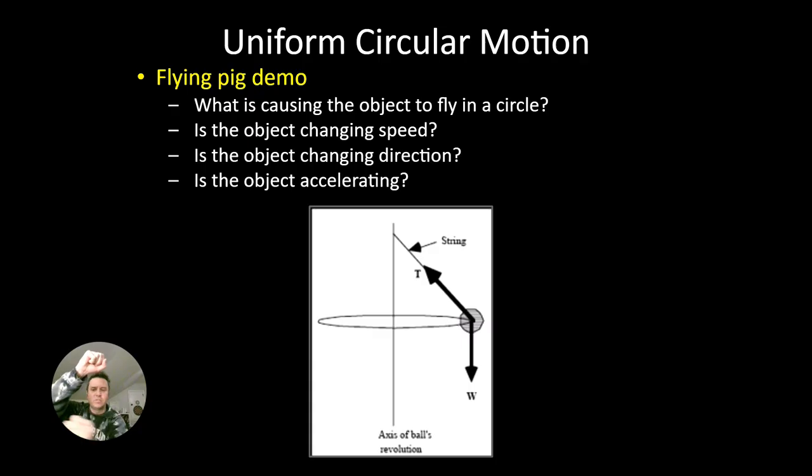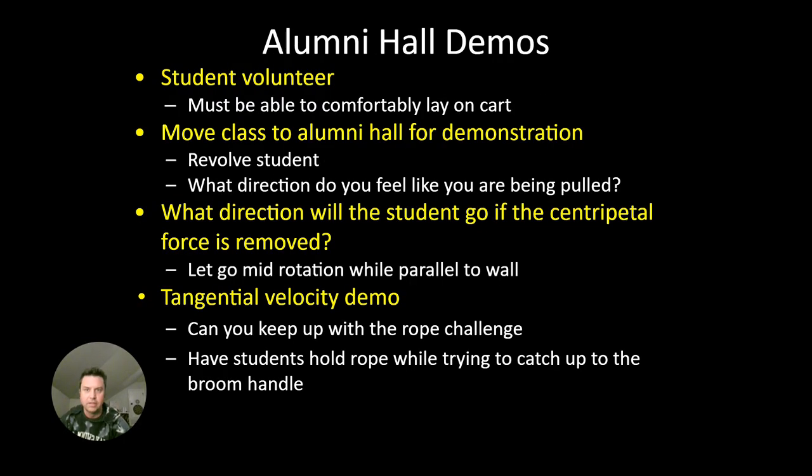So is the object changing speed? No, it's going in uniform motion. That's constant speed. Is it changing direction though? Yes, it's constantly changing direction to go in a circle. So is the object accelerating? Yes. And then we'll talk about the acceleration in a second. You can feel it. When you go in a circle, you can feel it. Even though you can go at a steady speed, because you're changing direction, you have a change in velocity, which means you have an acceleration.